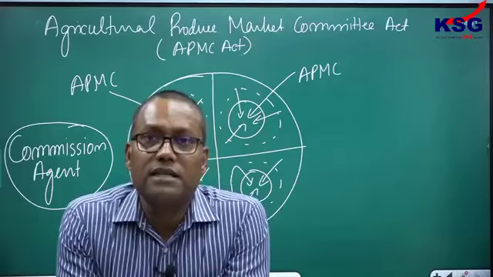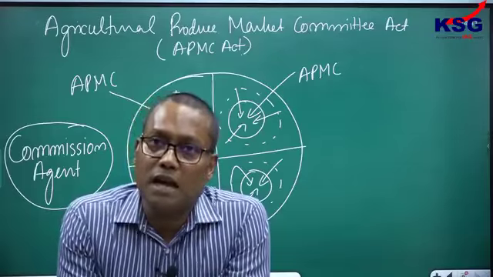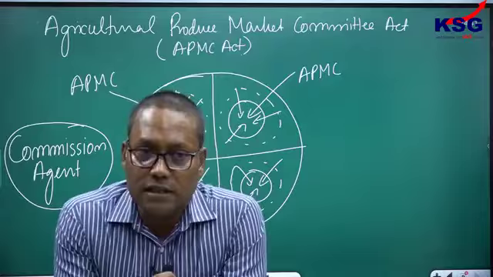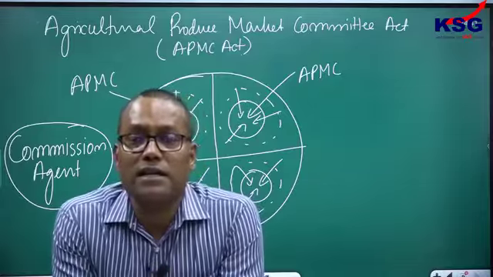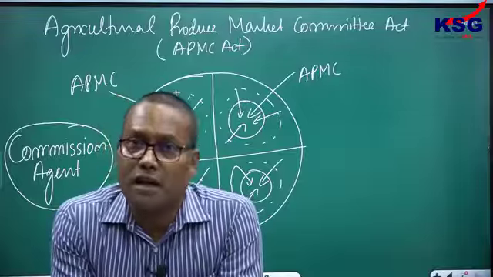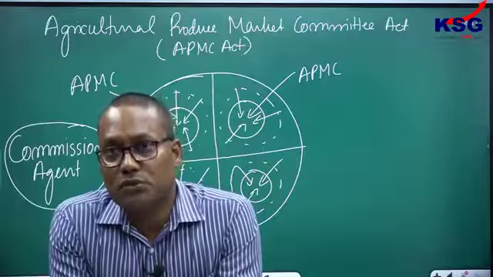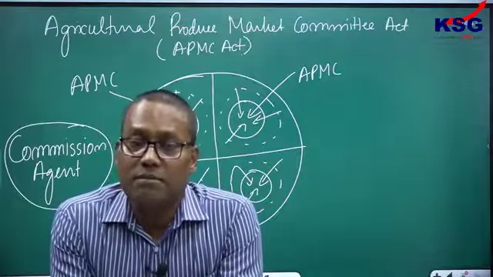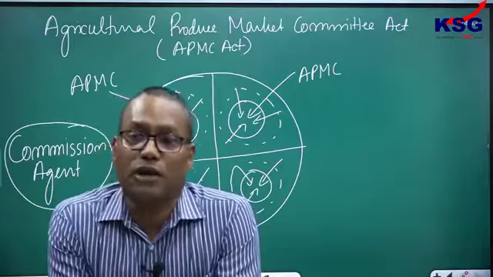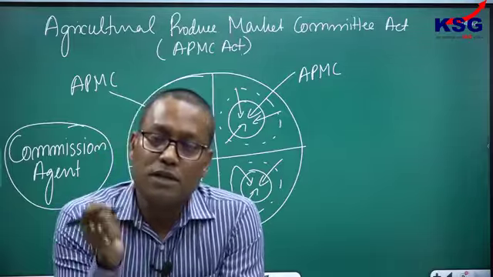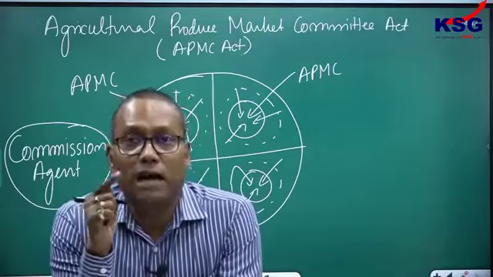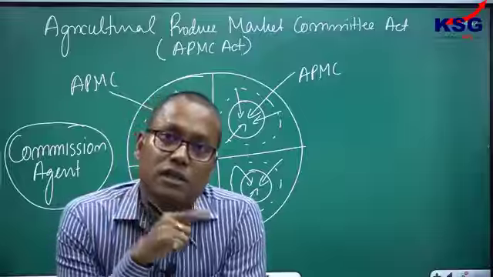So commission agents are appointed by the APMC, I mean Agriculture Produce Market Committee. Okay, they are supposed to bargain on behalf of the farmers, and they should try to get a higher price for their produce. And the same day, this commission agent should transfer the farmers' money into their account. And one more thing: the commission agent will take money directly from the buyers and then transfer it to the farmers.